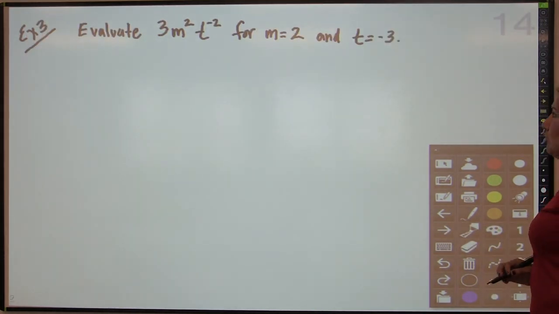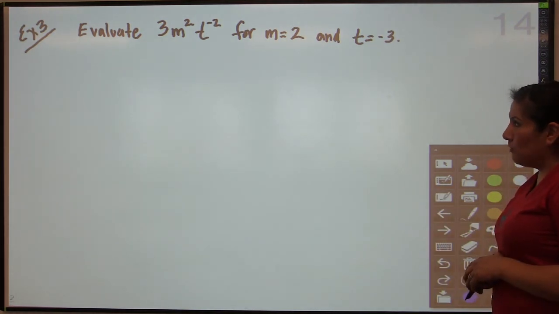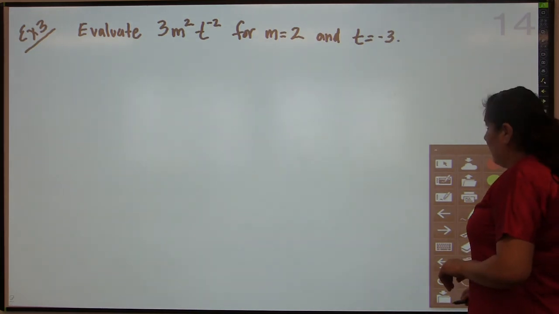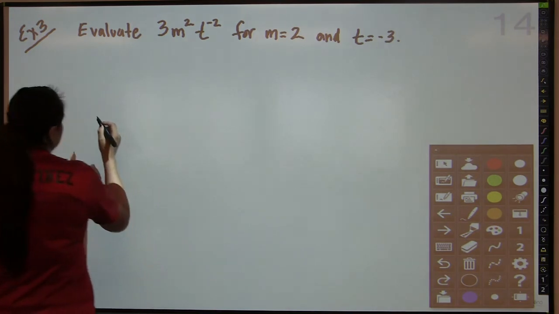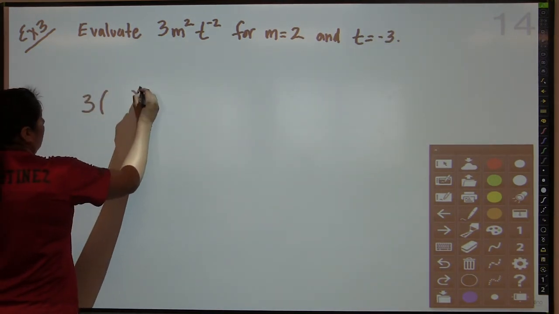Okay, so here's our last example for 8.1, which is evaluating. So they give me an expression, and they're asking me to evaluate, and they're telling me what the m and the t are. So what I would do, the first thing you want to do when you're evaluating is to make parentheses for all of the variables.